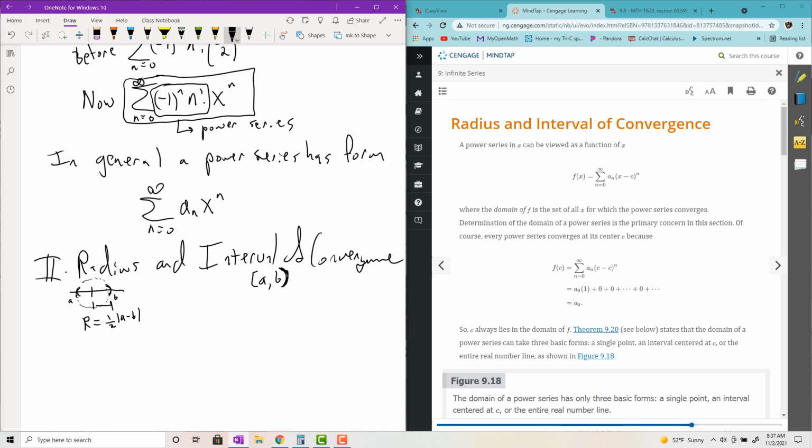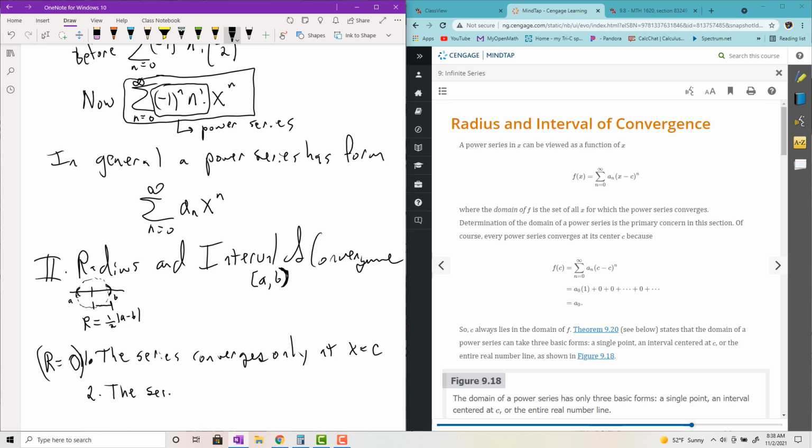But anyways, there's 3 kinds of radii. The first kind, the series converges only at the center, x equals c. And that's the lamest type of convergence. When that happens, you'll write r is 0, the radius is just 0, right? There's basically nothing there.